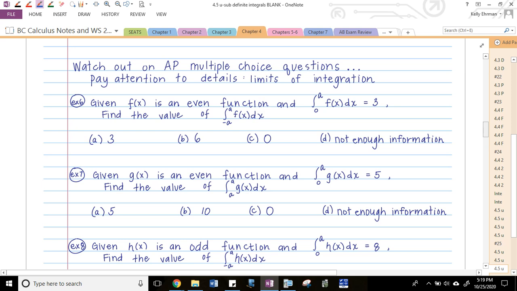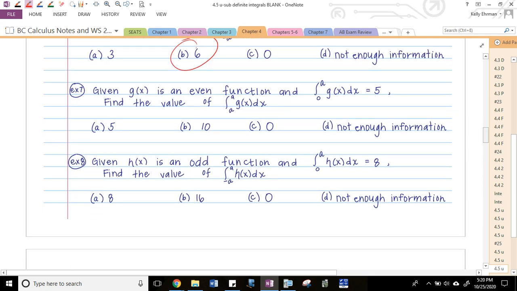All right, we have to be careful on multiple choice questions. Pay attention to some of the details, like the limits of integration. So given that f of x is an even function, remember that means you've got y-axis symmetry. This area is equal to this area on the other side. And the integral from 0 to a of f of x dx is 3. Find the value of the integral from negative a to a. So again, if from 0 to a this is 3, then from negative a to 0 is 3. 3 plus 3 is 6.